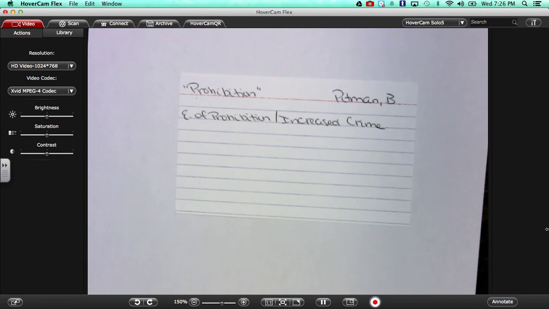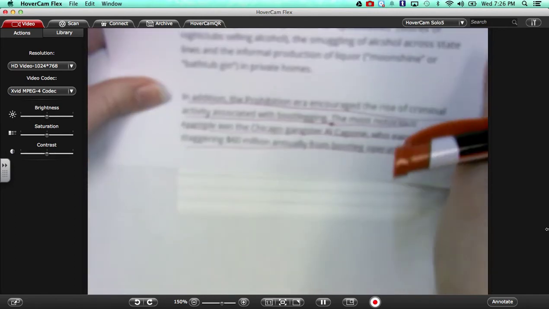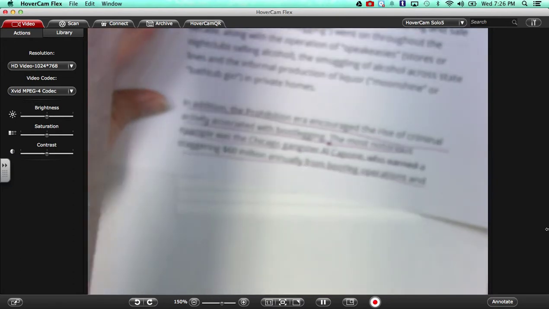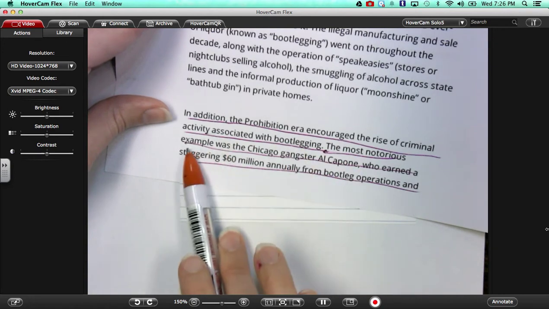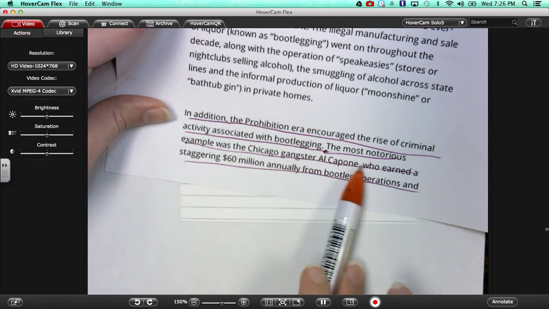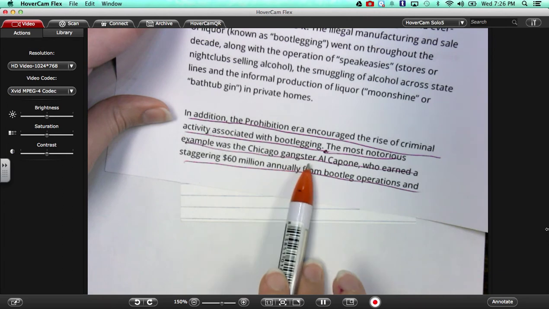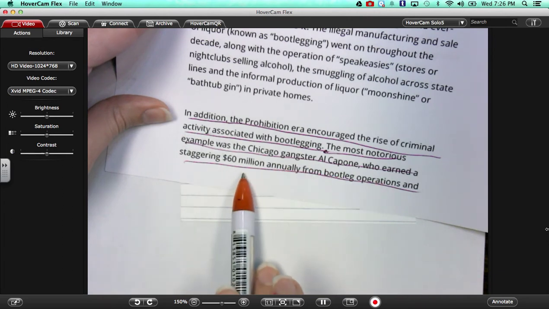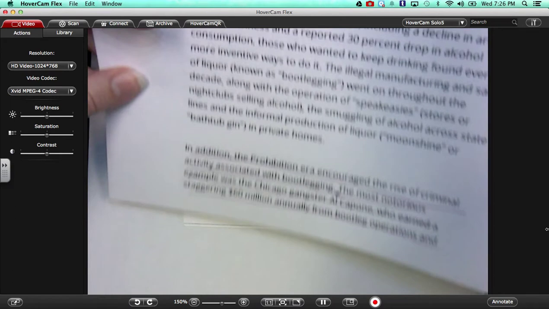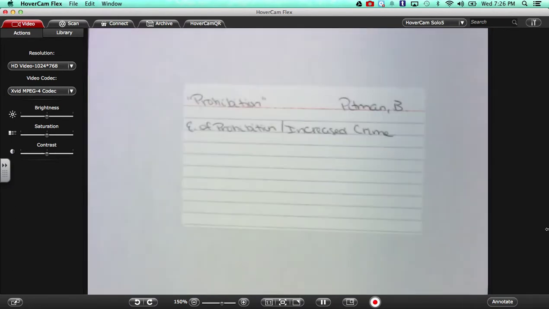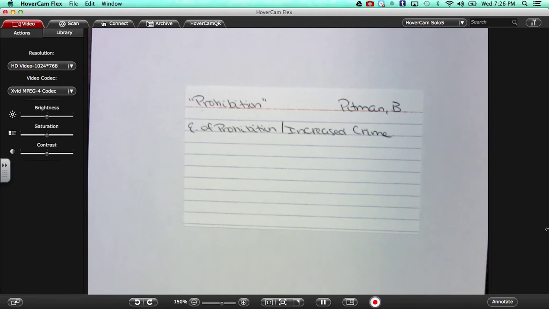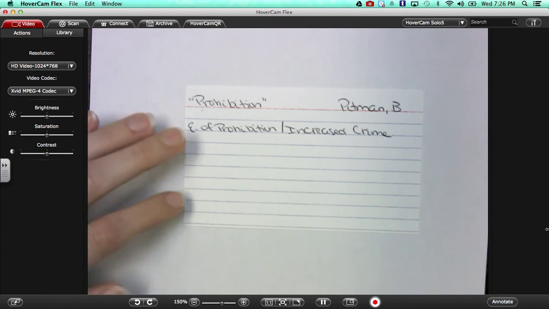And here I have my information. So it says, in addition, the Prohibition era encouraged the rise of criminal activity associated with bootlegging. The most notorious example was the Chicago gangster Al Capone, who earned a staggering $60 million annually from bootleg operations and his speakeasies. So again, remember, we just summarize. We write only one note per card, and we're just going to paraphrase that information.